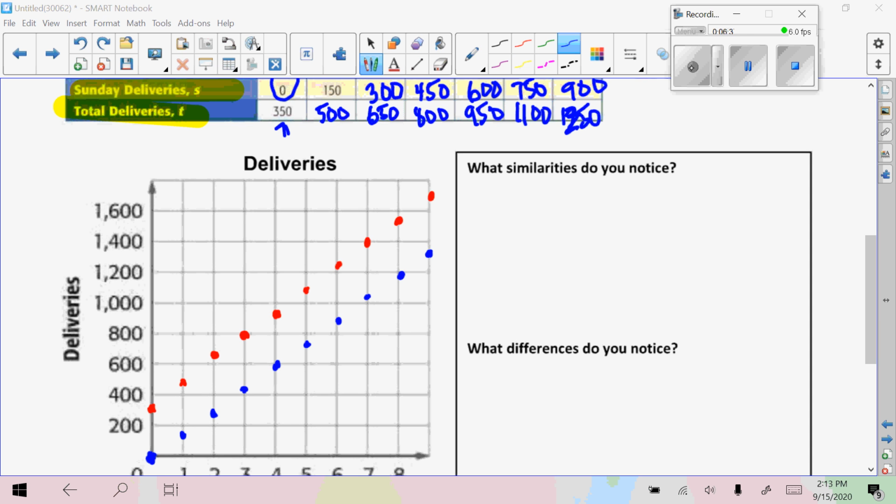All right, if you graph those correctly, your lines should look something like that. And go ahead and fill in these 2 questions right here. What similarities do you notice? What differences do you notice? And then I'll show you what I think about that.